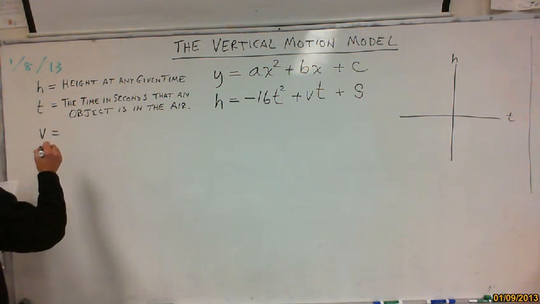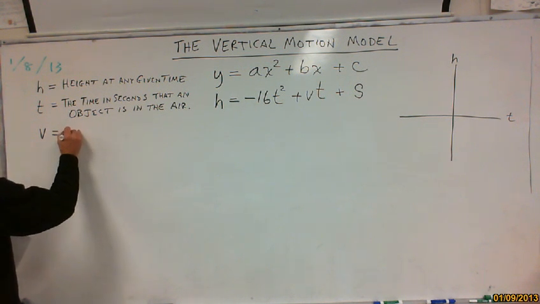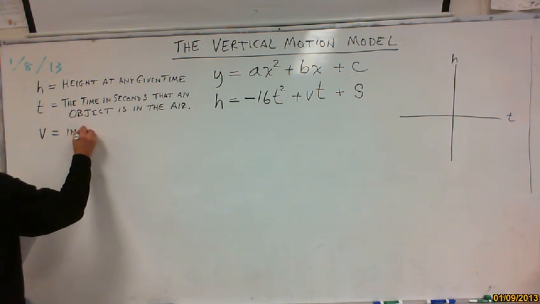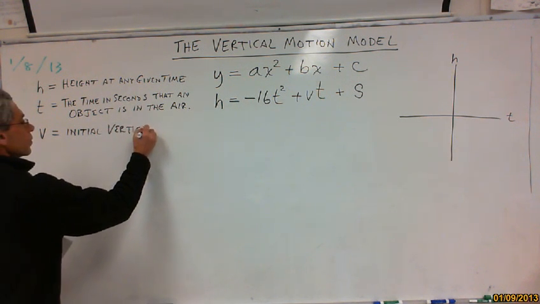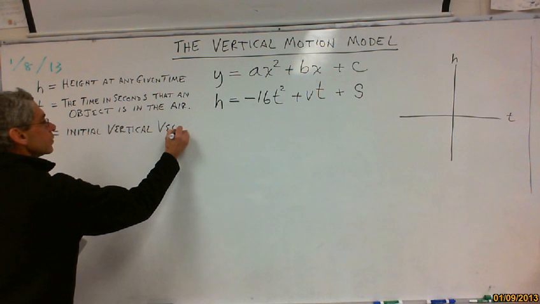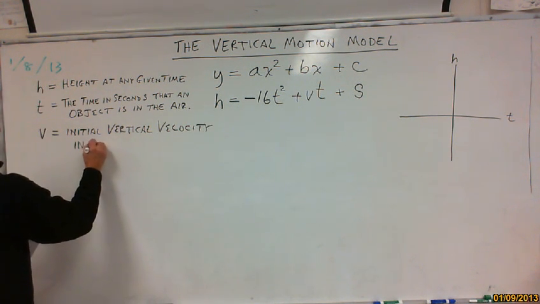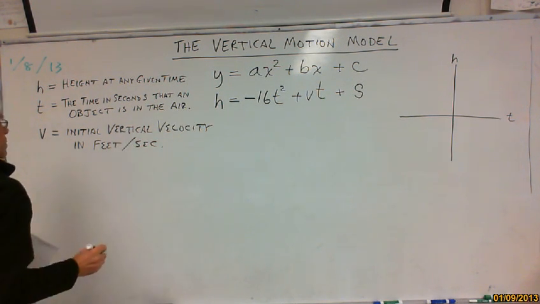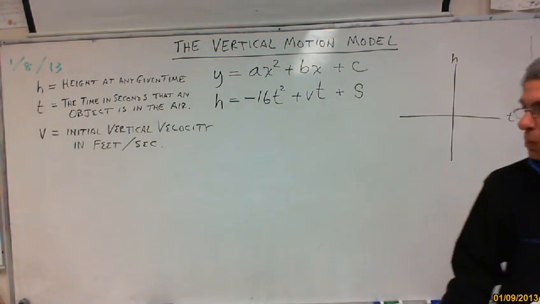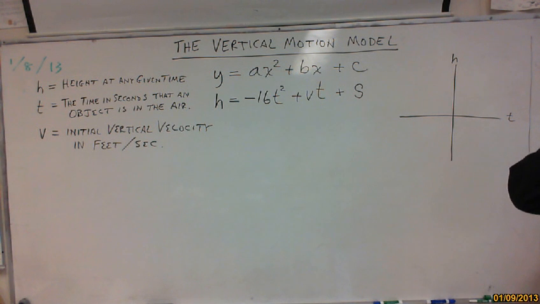V is the initial vertical velocity in feet per second. So it's how fast you're moving upwards vertically.